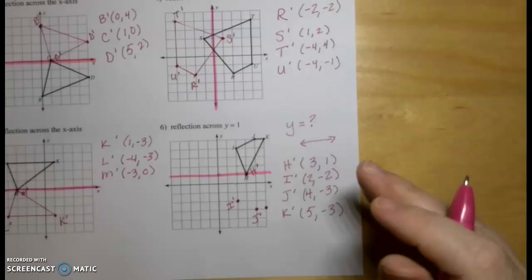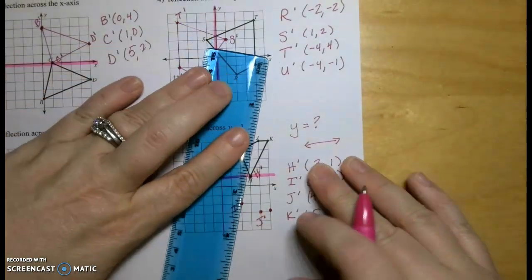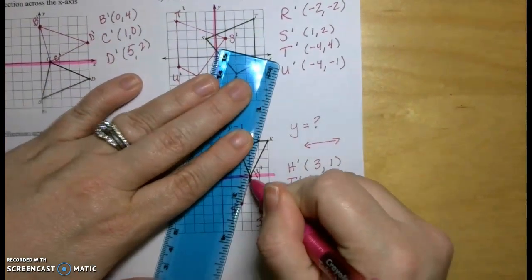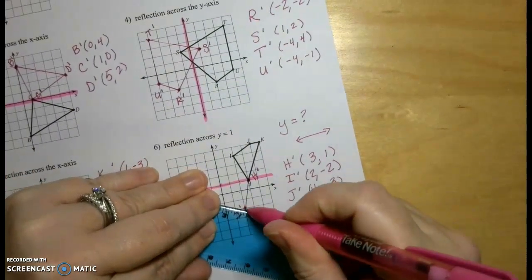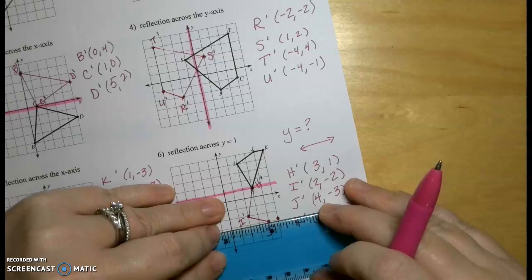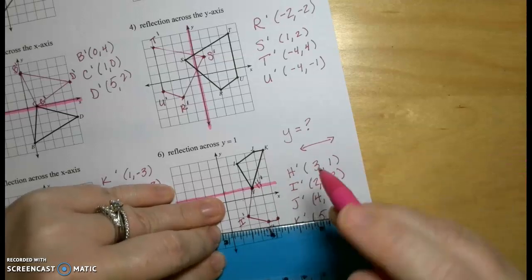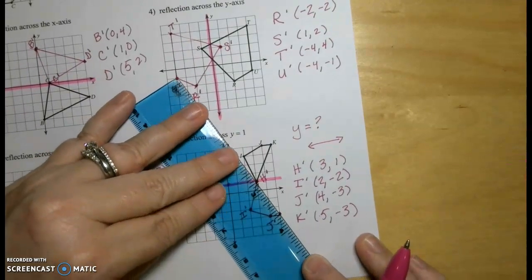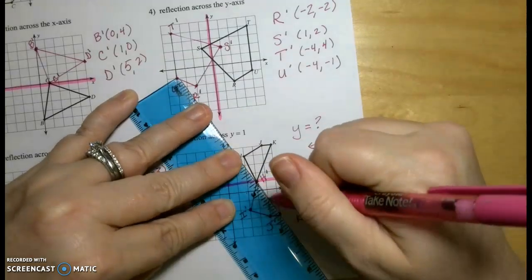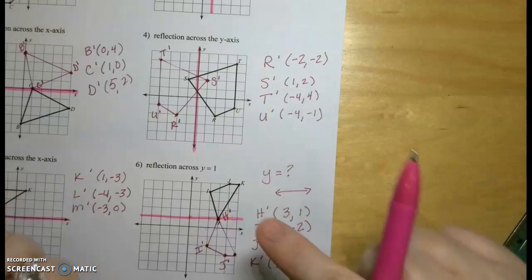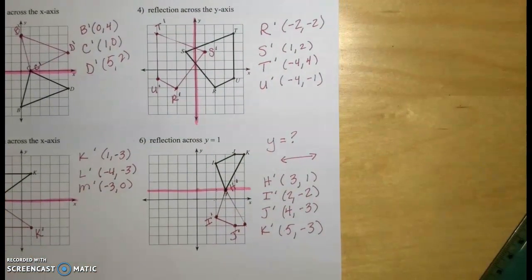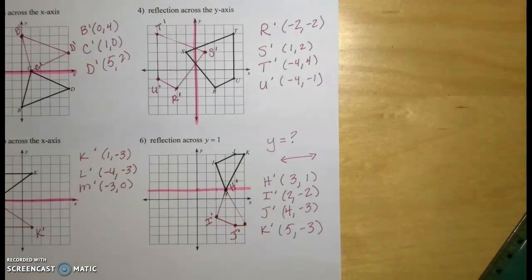Let's connect our points, and hopefully we should see the reflection nice and clear once we have those connected. Looking good. All right, so you should be able to see that if you were to fold that up, they would match up exactly. Okay? All right, so there's your reflections.